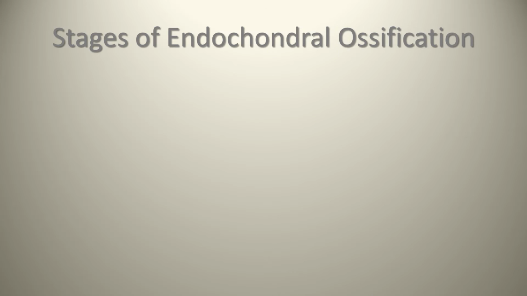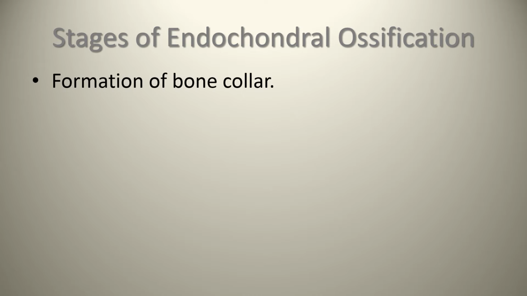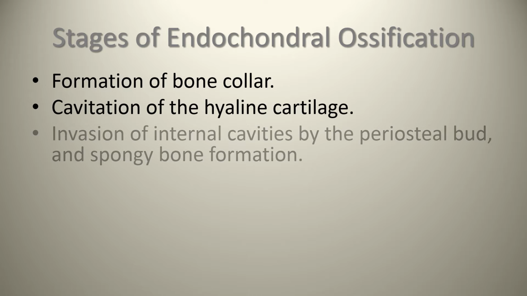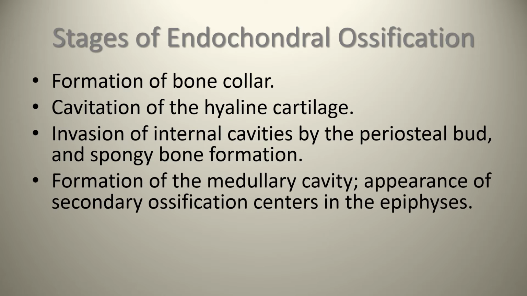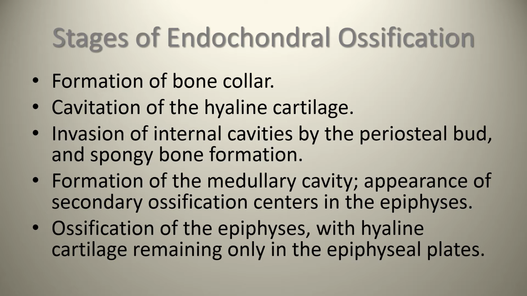So the formation of the bone collar, the cavitation of the hyaline cartilage, the invasion of internal cavities by the periosteal bud and spongy bone formation, the formation of the medullary cavity, appearance of secondary ossification centers in the epiphyses, and ossification of the epiphyses with hyaline cartilage remaining only in the epiphyseal plates in order to facilitate long bone growth later on in life, are the stages of endochondral ossification.